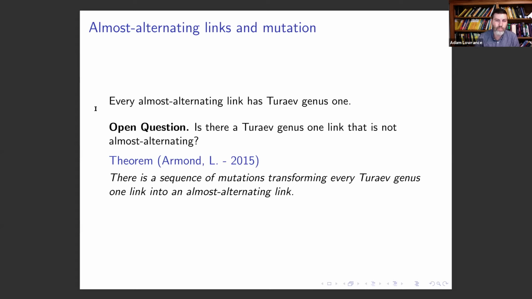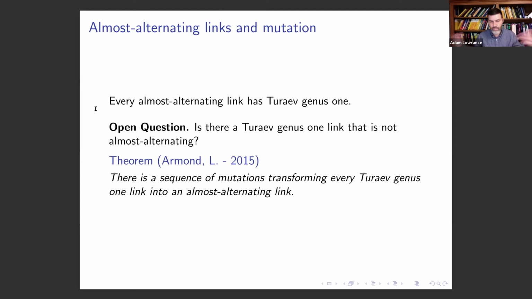Nevertheless, I still think it's probably possible to construct diagrams that are Turaev genus 1, but not almost alternating. One reason that this might be hard is the theorem that we have right here. And the theorem says that there's a sequence of mutations transforming every Turaev genus 1 link into an almost alternating link.